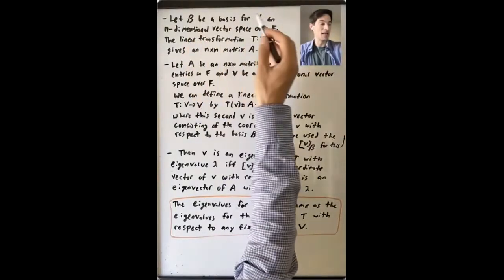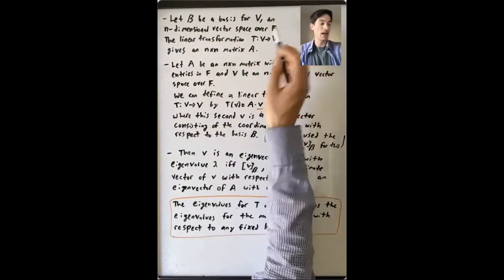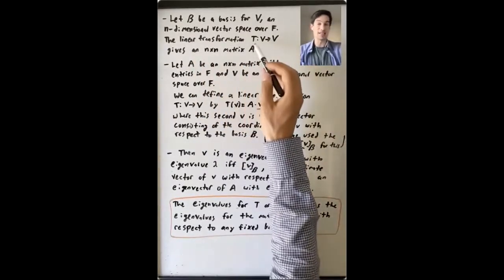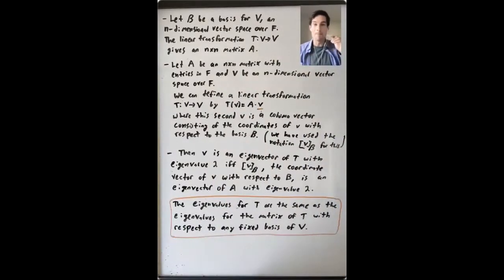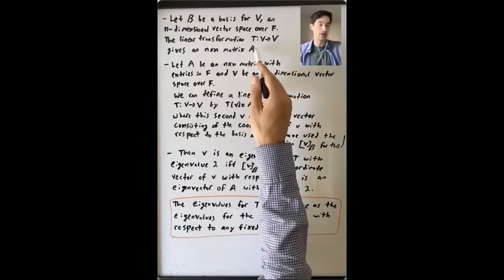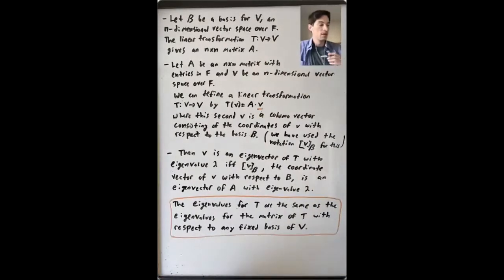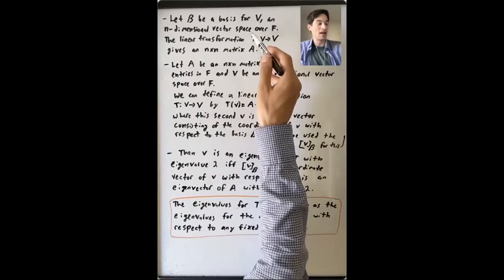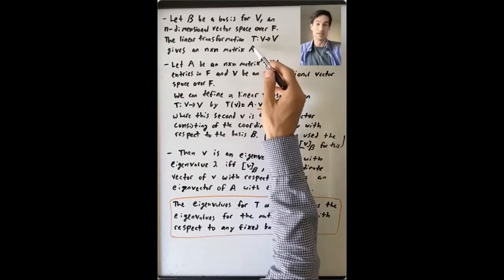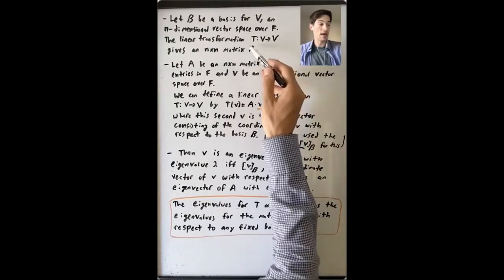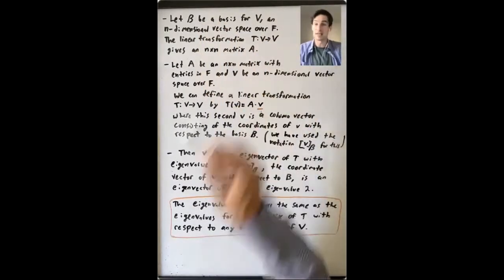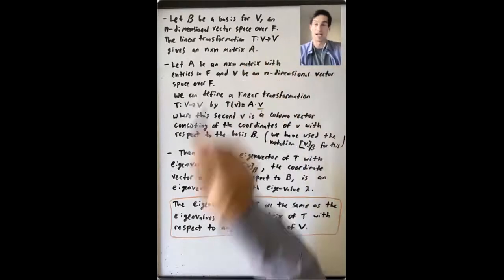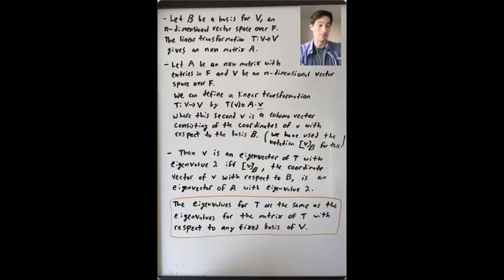Let's say B is a basis for V, an n-dimensional vector space over F. A linear transformation T from V to itself gives an n by n matrix A, which in the past we've called M_B^B(T), but I'm just going to write A for now. What we want to do is compare eigenvalues and eigenvectors of T and eigenvalues and eigenvectors of A. Remember, A now depends on a choice of a basis, but T doesn't. T is just a linear transformation. So there's no choice of a basis involved in defining eigenvalues and eigenvectors of T.